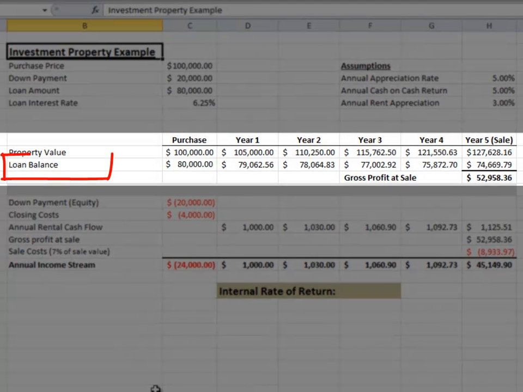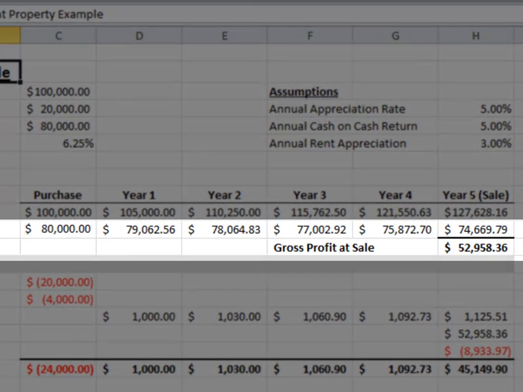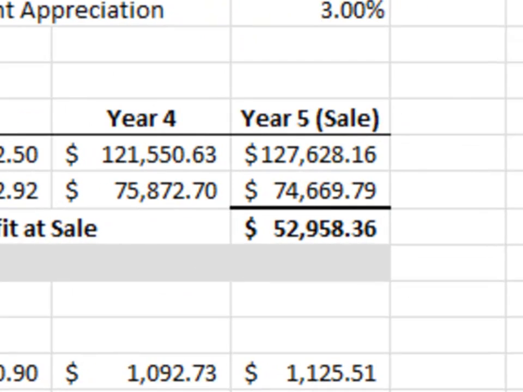We then need to calculate our loan balance at the end of our investment. Since we have a mortgage on this investment, over the 5-year hold period, our monthly mortgage payments will reduce the balance on our mortgage. The balance at the end of our 5-year hold is what we'll need to pay off with the proceeds from the sale. The difference between our 5-year market value and the loan balance represents the gross profits from this investment.